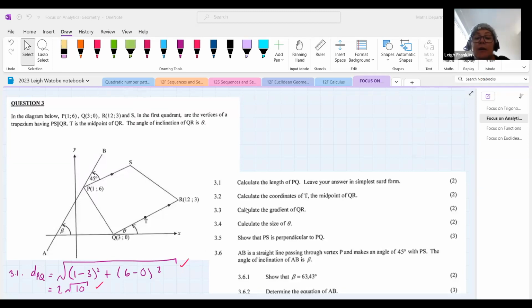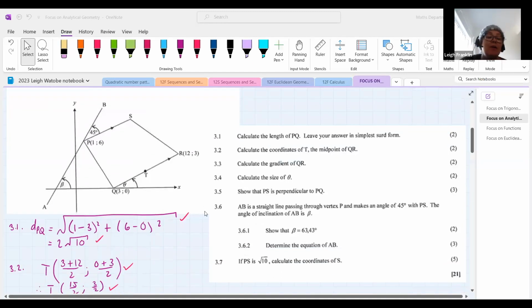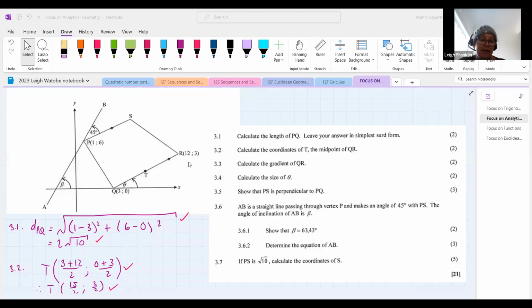All right. What was the next thing that they wanted us to do? Okay, so they want us to calculate the size of theta. When we go back and look at the diagram, we can see that the gradient of the line QR is a positive gradient. Angle theta is an acute angle. So here, calculating the angle of inclination really is quite simple.